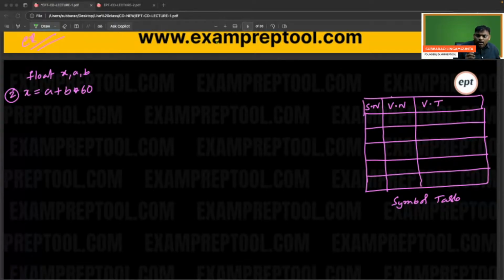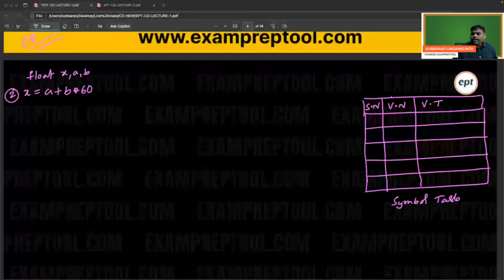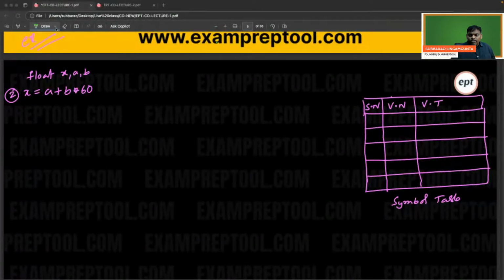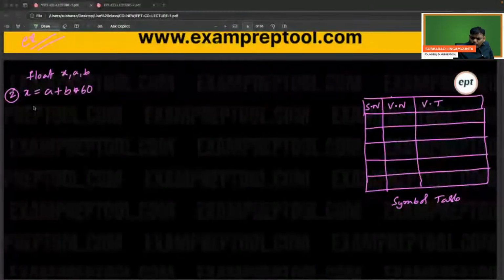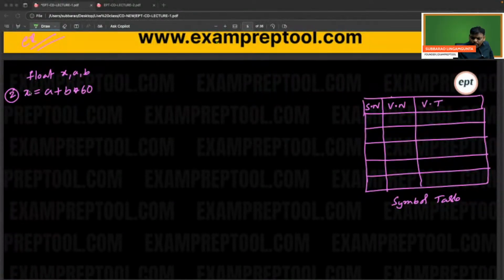Now listen. My goal is how the second statement is compiling. Whenever compilation is going on, how is the second statement behaving? That is only my goal. Before the second line, there is a first line. Can you see this one?